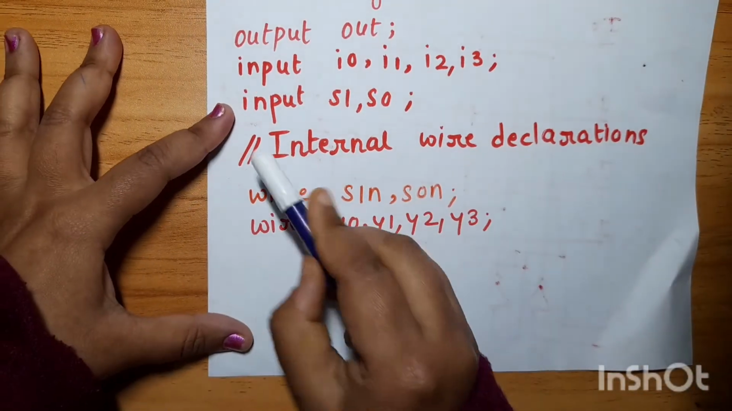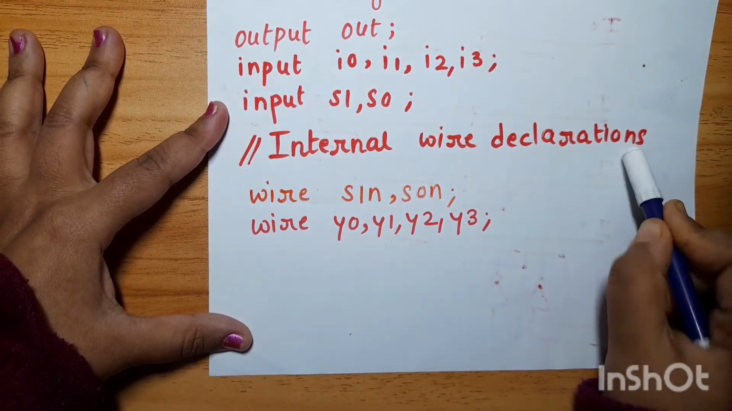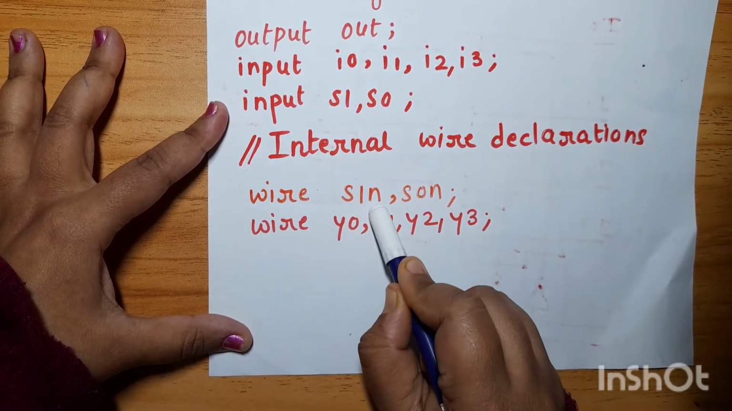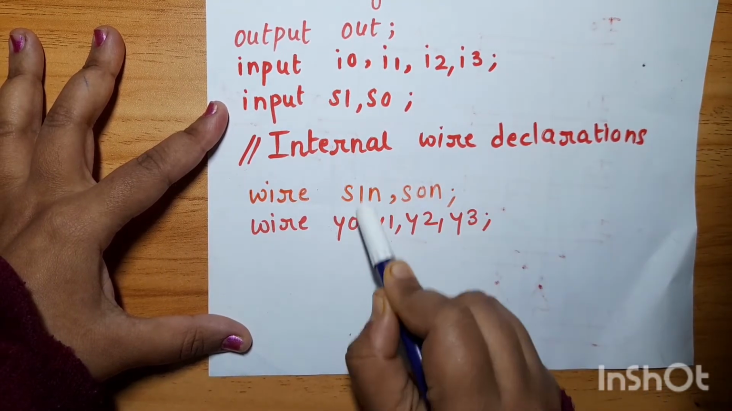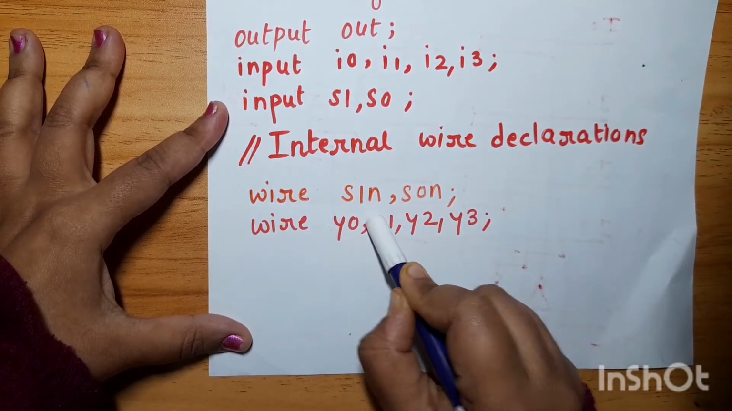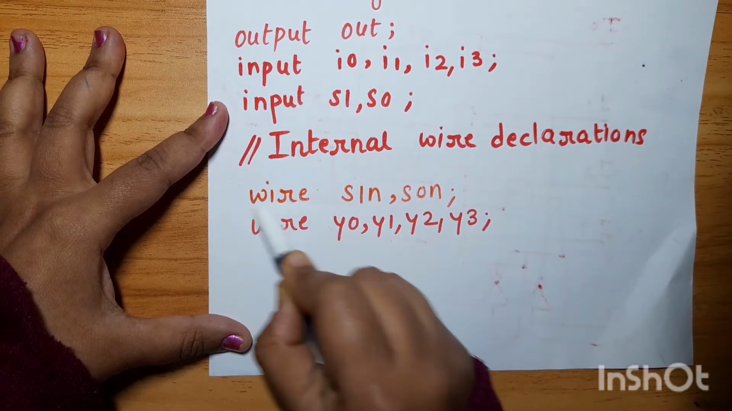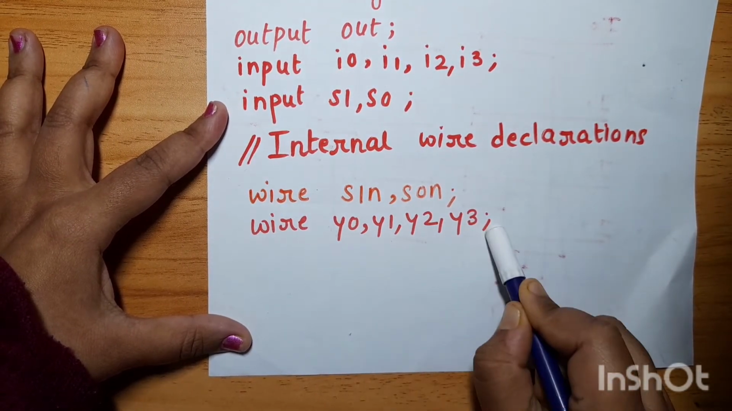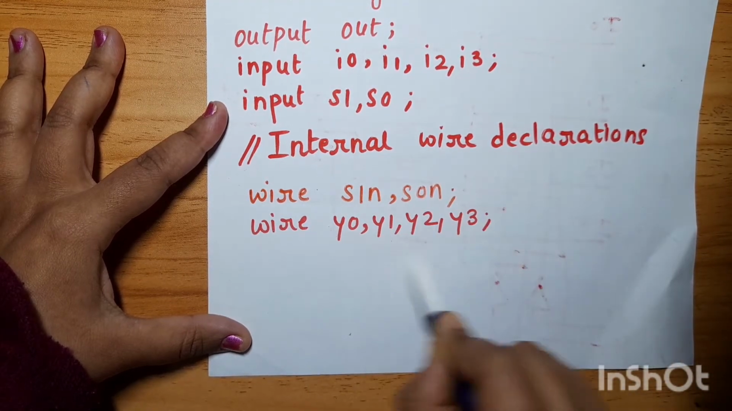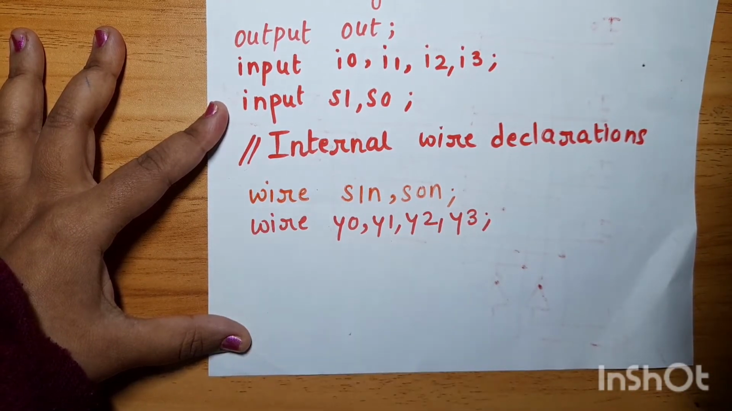Now we are declaring the internal wires. So wire S1N and S0N. S1N and S0N mean S1 not and S0 not. So we are declaring the wire. Y0, Y1, Y2, Y3, the outputs of all the AND gates, we are declaring as wires.